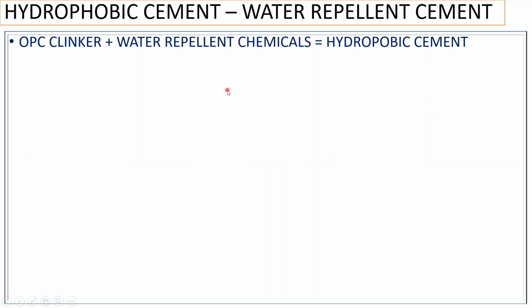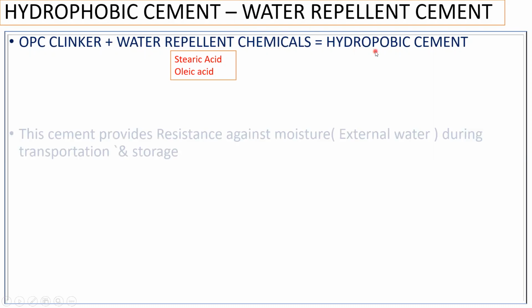So the next thing that comes to our mind: what are these water repellent chemicals? You can make use of stearic acid or oleic acid. These two are called water repellent chemicals. In the OPC clinker, we'll add these in a certain percentage so that finally this cement will become a hydrophobic cement, right?